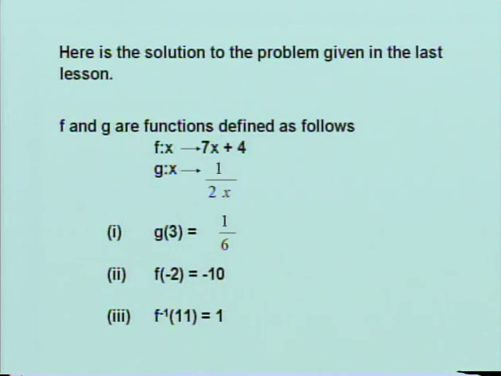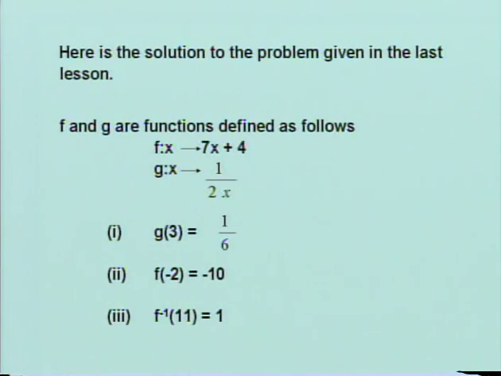The second part, find the value of f of negative 2. Now, the f function is saying that x is mapped onto 7x plus 4. When negative 2 is substituted for x, 7x will be negative 14. Negative 14 plus 4 will give us negative 10. So f of negative 2 is equal to negative 10.